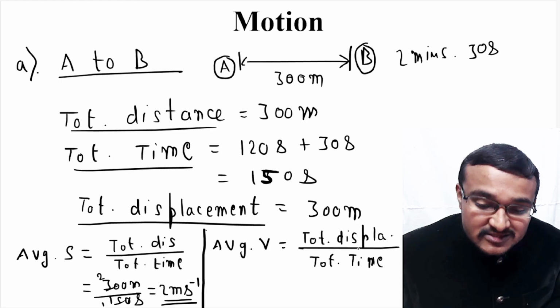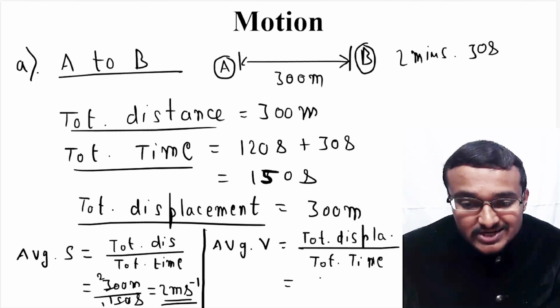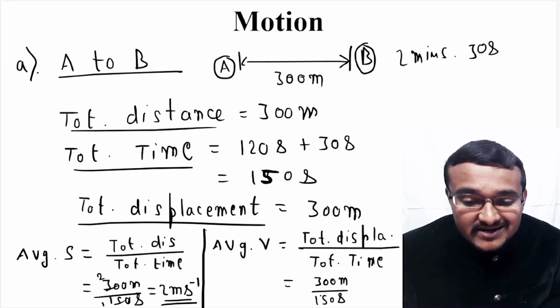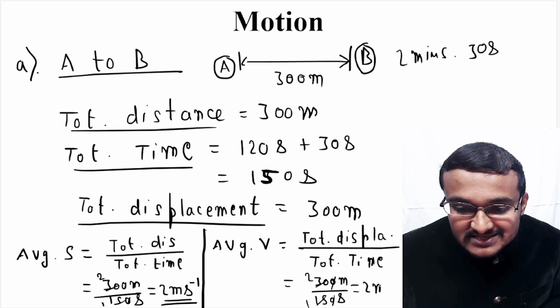Total displacement is also 300 meter because he has walked on the straight path. So total displacement is also 300 meter divided by 150 second, which is the total time. So what is 300 meter by 150 second? The 0 gets cancelled. 15 ones are 15, 15 twos are 30. So here also average velocity is equal to 2 meter per second.